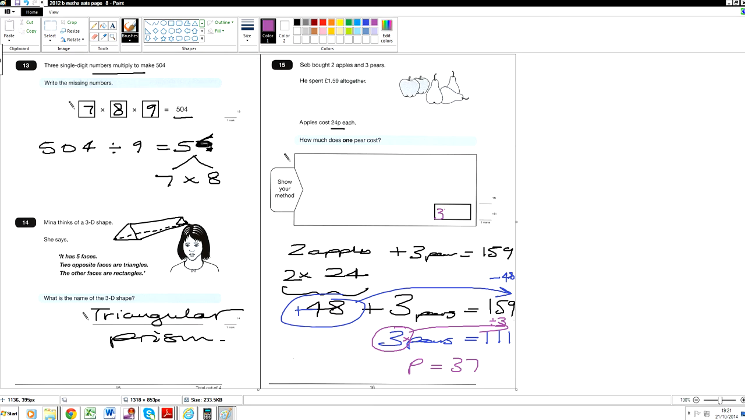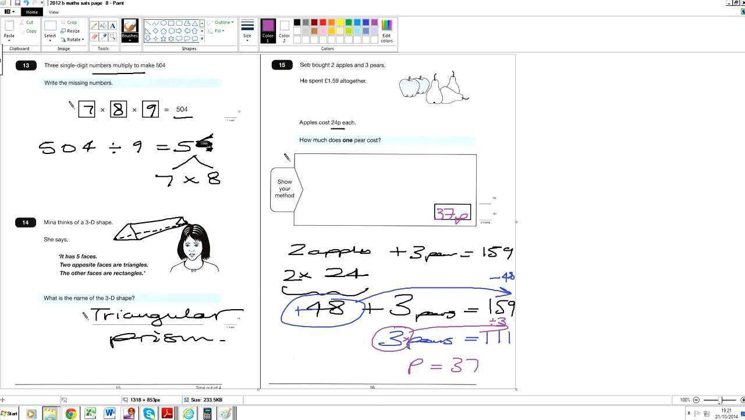A pear is worth how much? 37. Okay, I've done my working out under the page. Ideally, you should be doing yours inside this box here, but there wasn't enough space for me. Normally you just do it in there, and you can run out onto the bottom if you need it. So the answer is 37 pence, the cost of 1 pear. Next page. Moving on to page number 60.